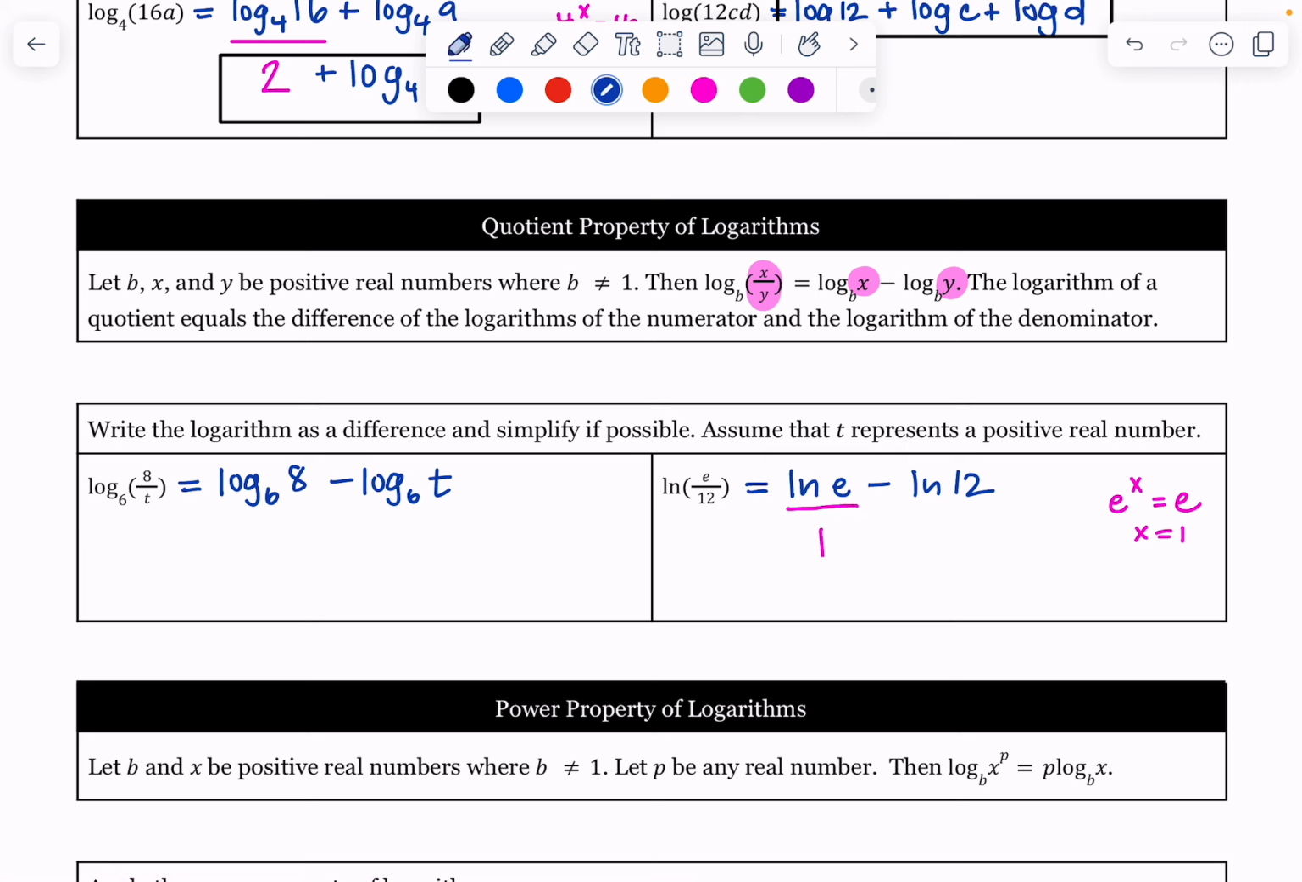I can't simplify ln of 12 because if I use a different color here, e to the something equals 12. There's no whole number that will give me 12. So we're just going to keep it as simple as we can. Instead of having a crazy decimal, we're going to just keep it minus ln of 12. So that right there is the best answer. Let me box this too.